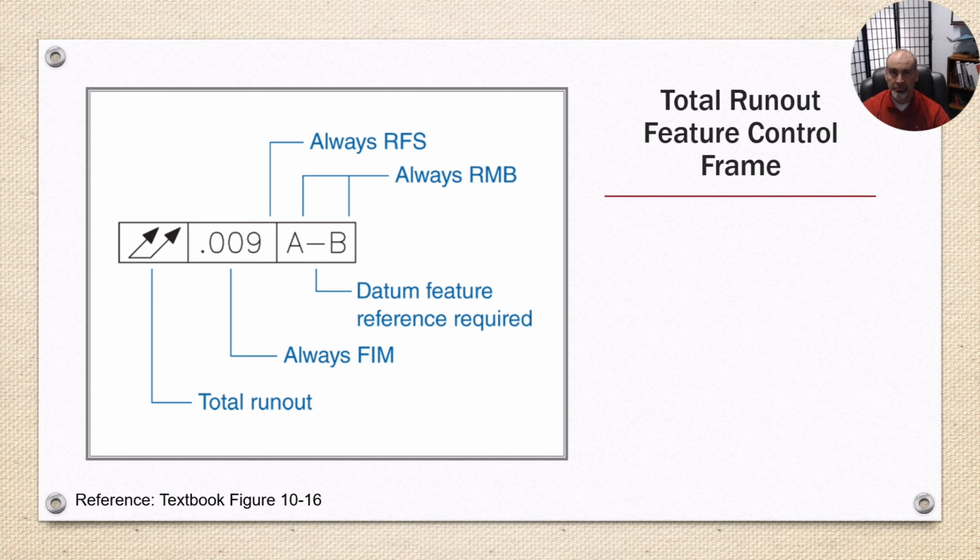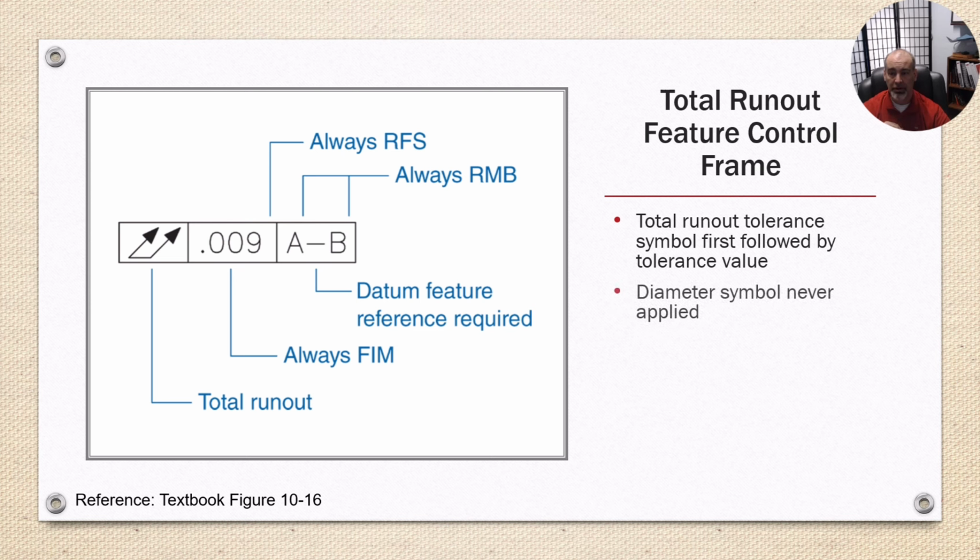Okay, so the total runout control frame. The total runout symbol comes first, followed by the allowable tolerance. It's two arrows at 45 degrees that are hooked together by a line, showing your runout needs to be over a surface. And the diameter symbol is never applied. It's always regardless of feature size.